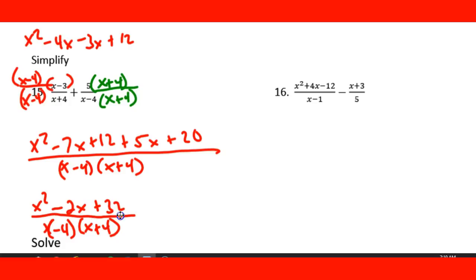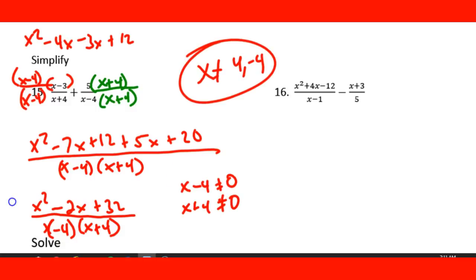So now, that's it, man. The only addition to this problem could be if I was asked where it is undefined. Well, you would take the denominator, set it not equal to 0, and solve it, and you get x not equal to 4 or negative 4. You know what I'm saying? But that's it when you add them up.